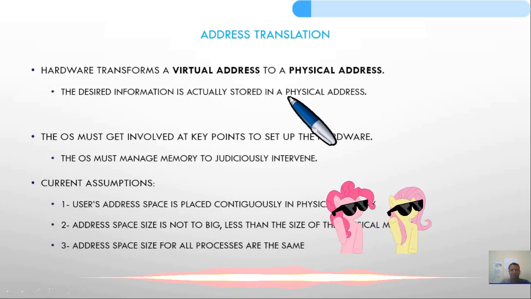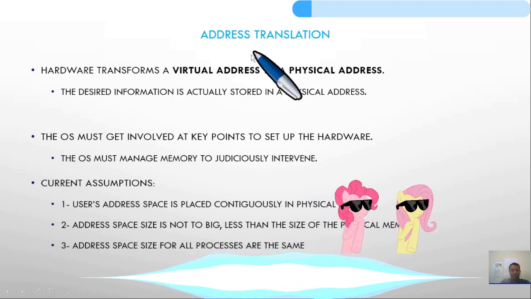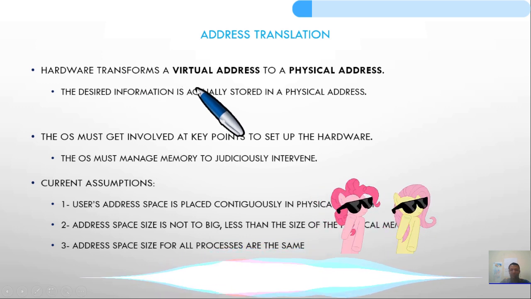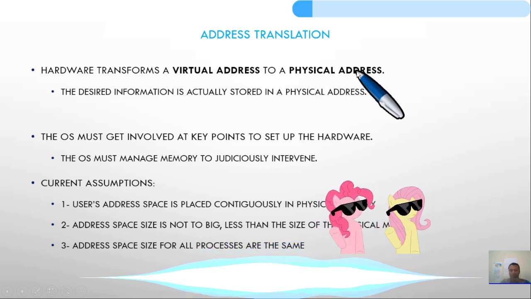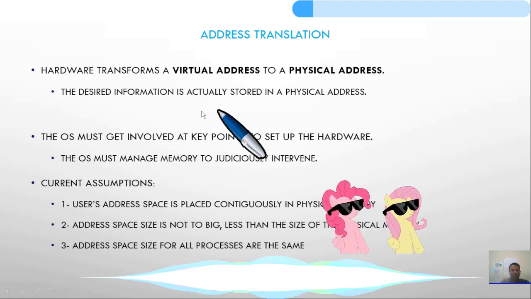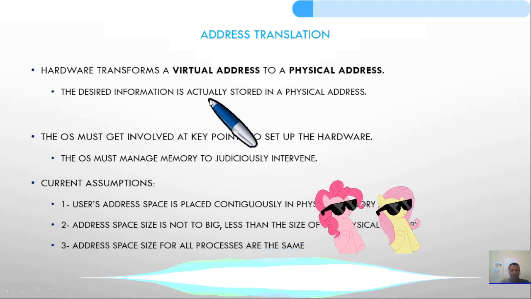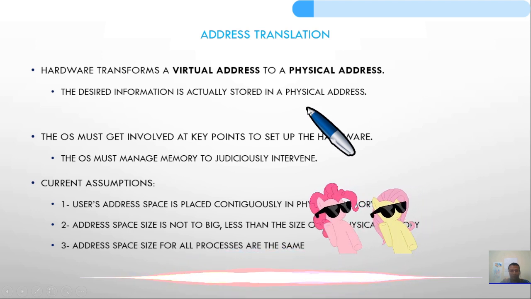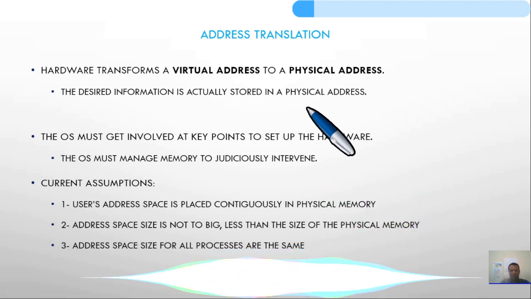So what is address translation? Hardware transforms a virtual address to a physical address. We have a physical address and we have a virtual address. The desired information is actually stored in the physical address, because every piece of code is found there. But the operating system creates a fantasy for the running process that each process has its own memory address space. That is a virtual address.